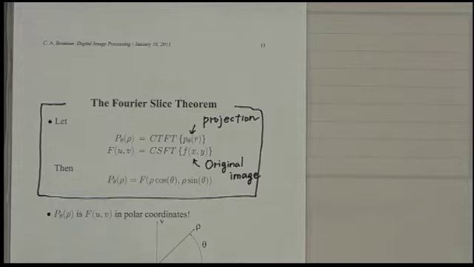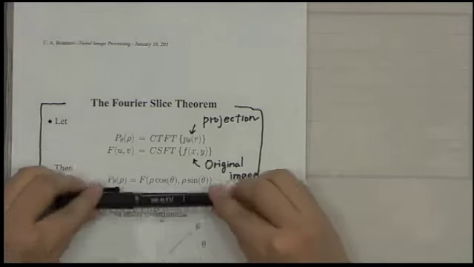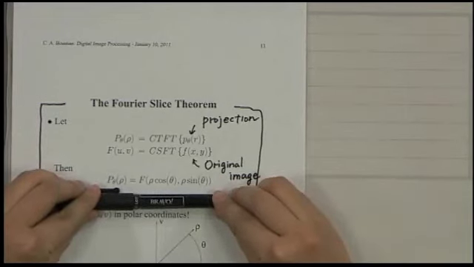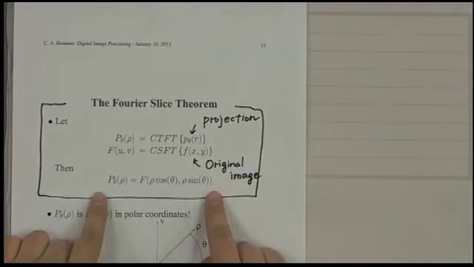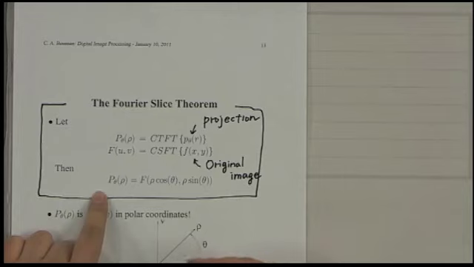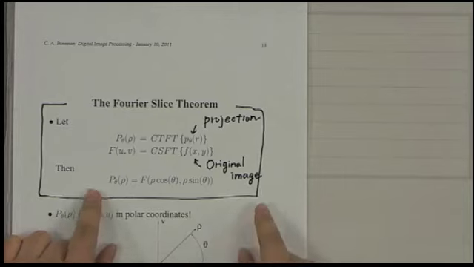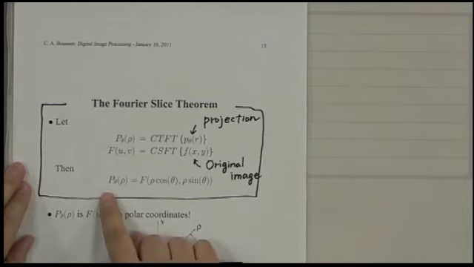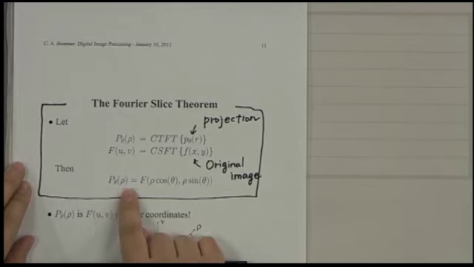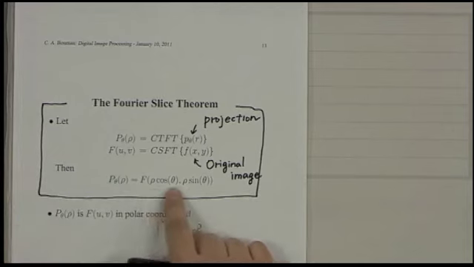And then the Fourier Slice Theorem tells us that this relationship is satisfied. This is a very simple equation, but it means a lot, and it's very confusing. I will explain it using the diagram soon. The Fourier Slice Theorem says that capital P theta rho equals F U V in polar coordinates.